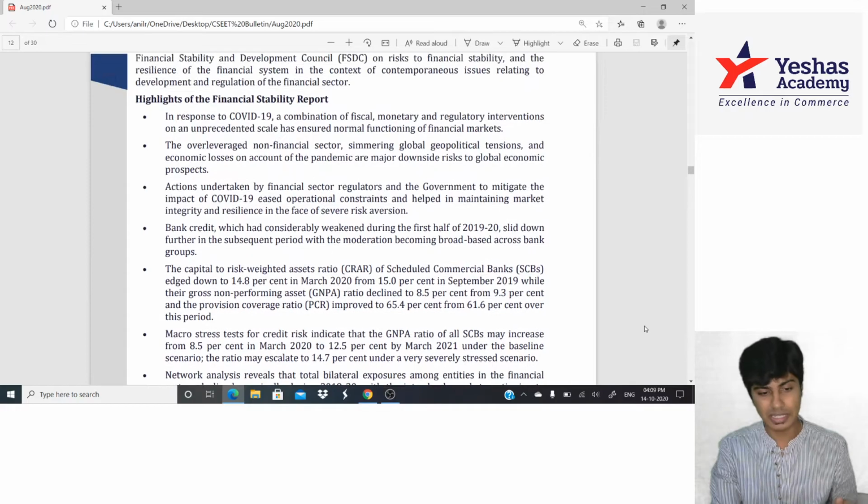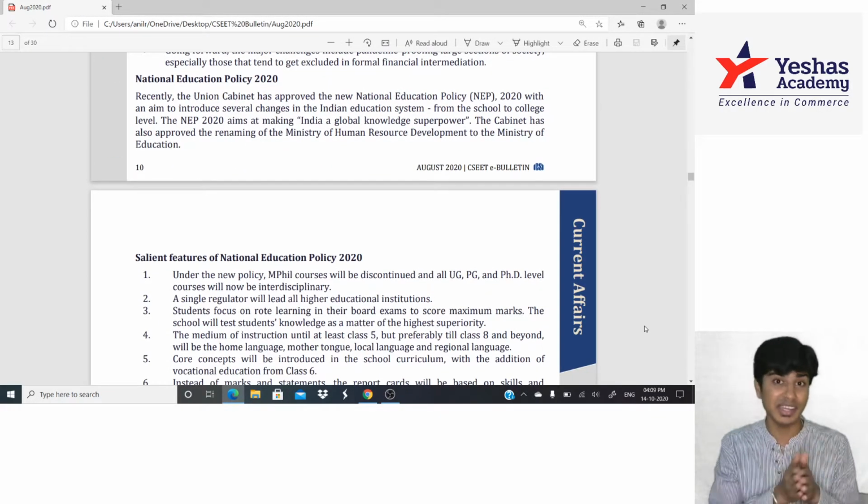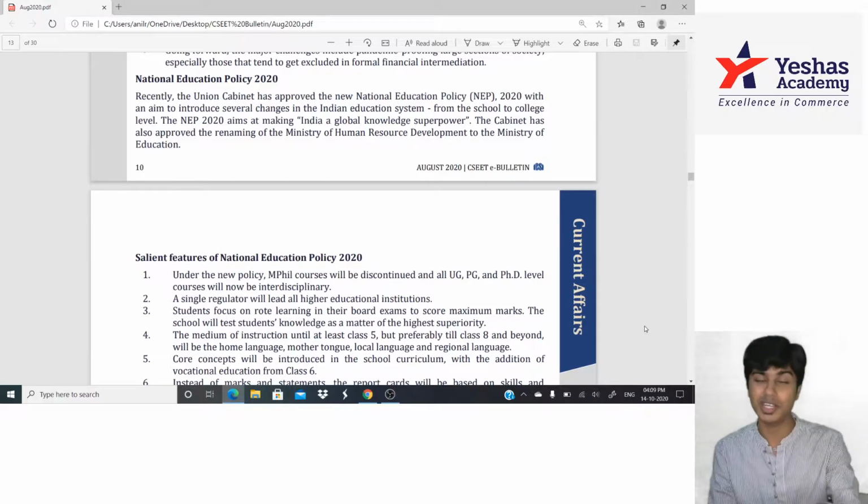So let's discuss that. But regarding the national educational policy, we've covered it in detail in our class, with way more points than what is actually given here. So we'll just read through what is given here.